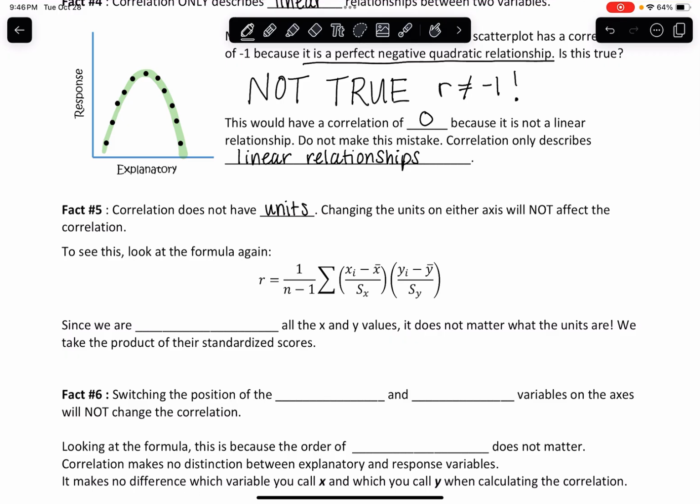line of best fit and our correlation value would not change. They would stay exactly the same because correlation does not have units. This is because when we look at this formula, we are standardizing those scores.